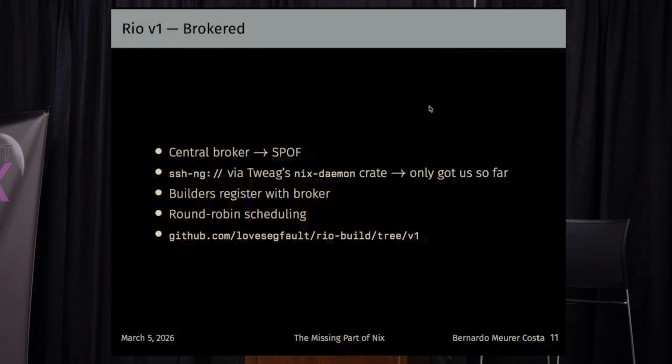Obviously, working at Anthropic, I have access to a lot of Claudes. And I figured, with enough Claudes, I surely can do it. Enough Claudes and coffee, it will work just fine. By the way, these links won't work yet because I forgot to click publish, but after the talk they will. So for V1, I thought, okay, I'm going to build a central broker that receives these build inputs and distributes them. I am going to try to get the SSH protocol support via this crate that I found from Tweag called nix-native. The builders just register with the broker. Simple round robin scheduling. Should be easy enough.